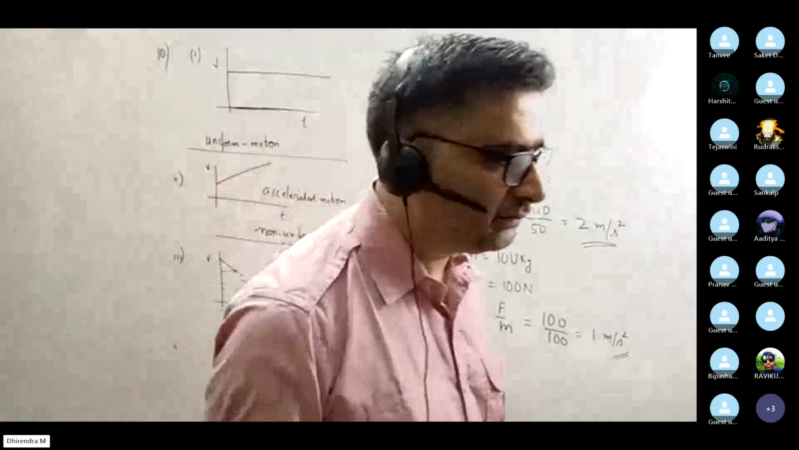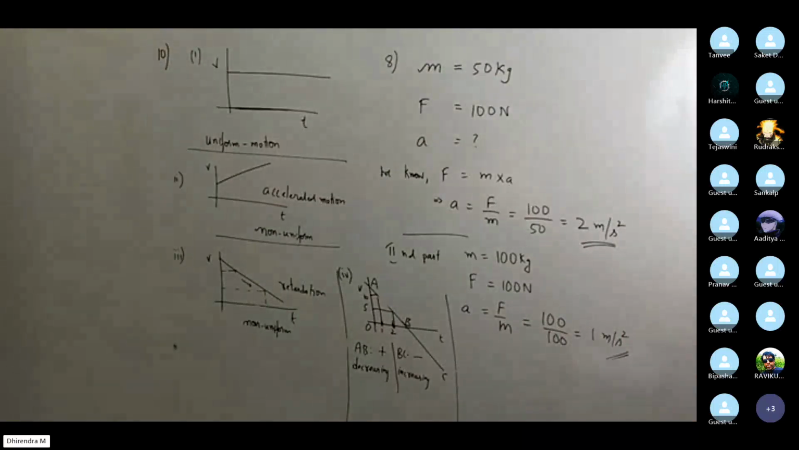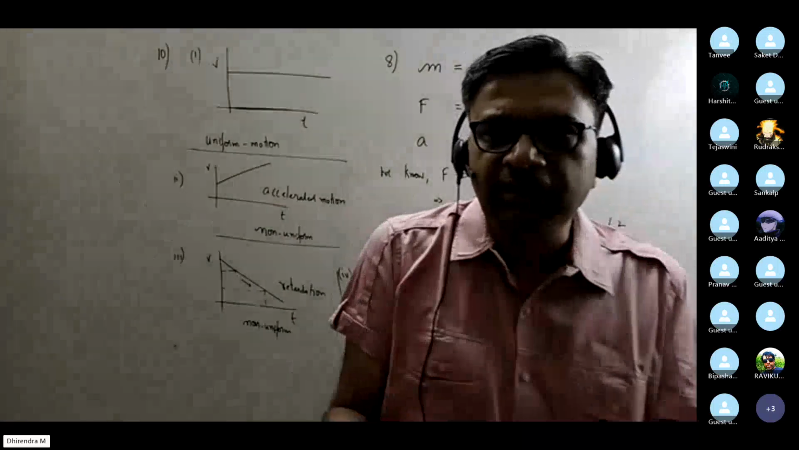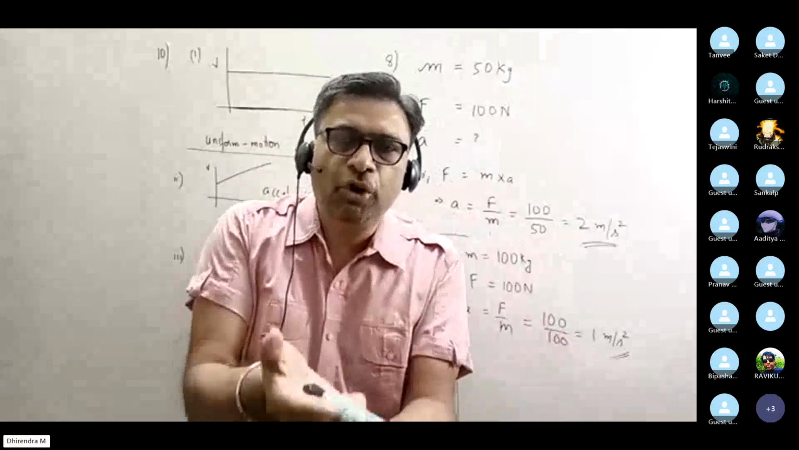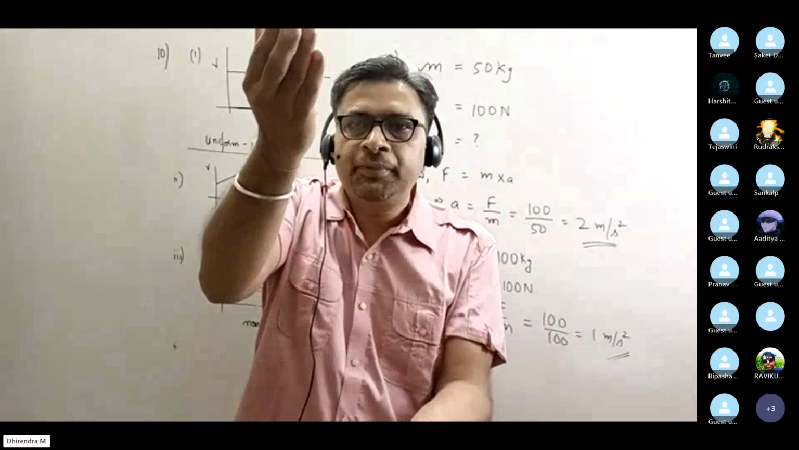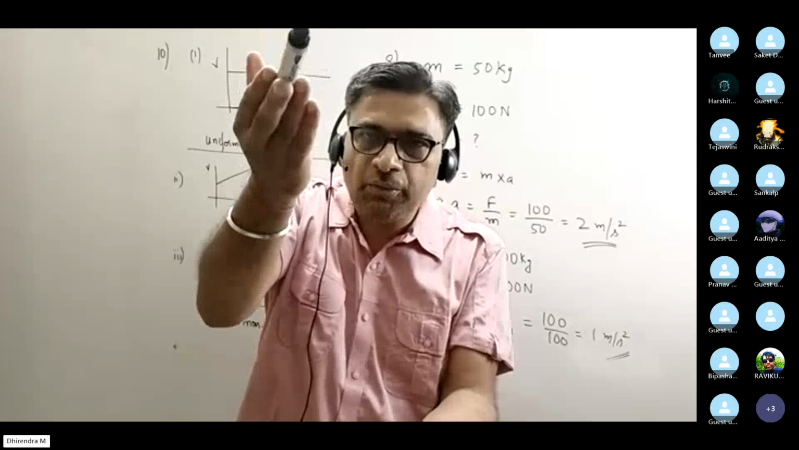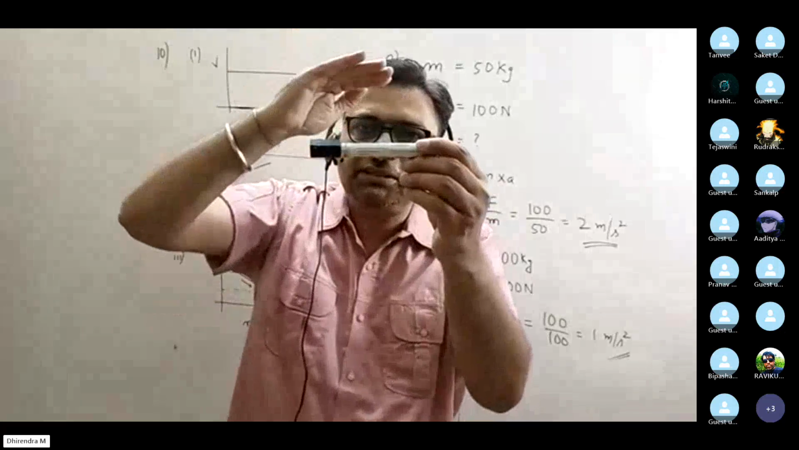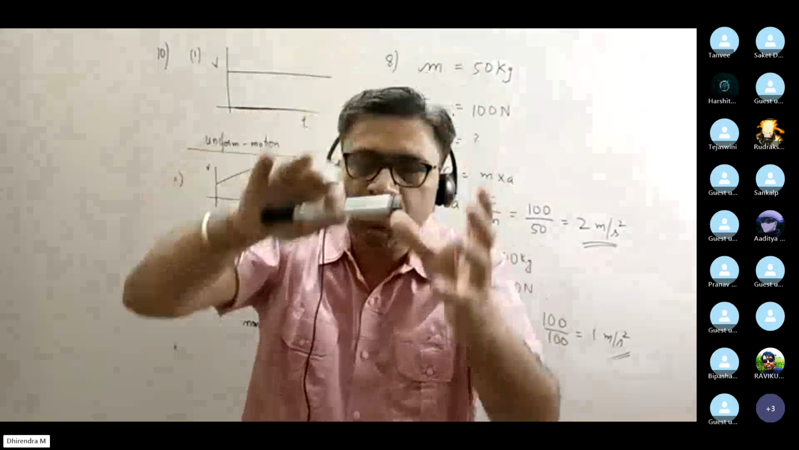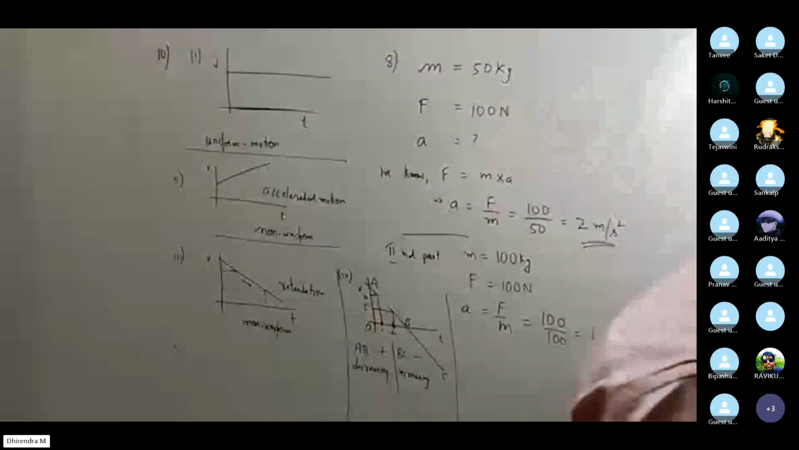Sir, in AB velocity is decreasing, still positive. Yes, that's what I told you, right? Even though the ball is going up, is its velocity not coming down? Is it not decreasing? It is decreasing. That's why after a certain point, its velocity becomes zero and it then starts falling down.